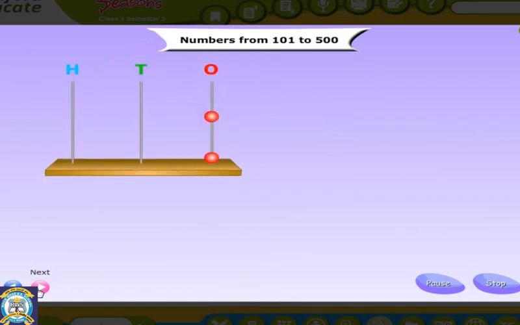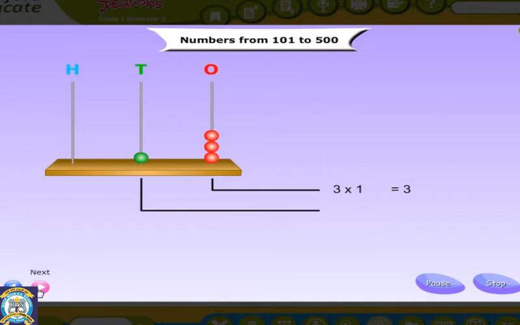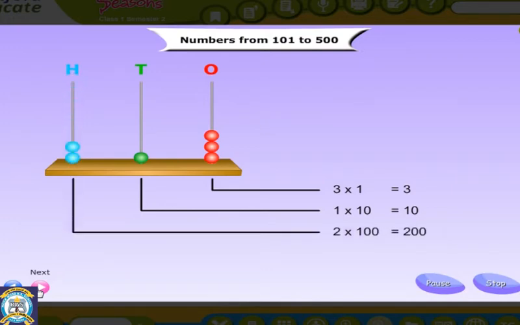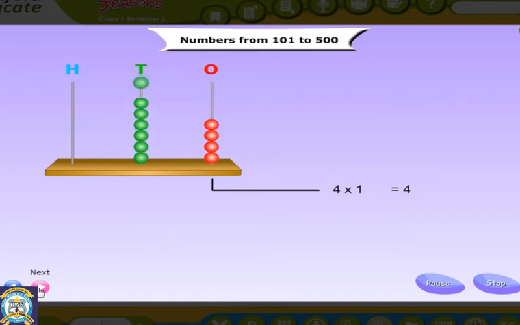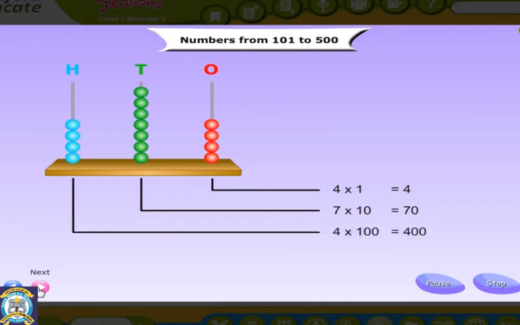Let us now write some numbers between 101 and 500 by looking at the abacus. The number is 213. Let us see another number on the abacus. The number is 474.